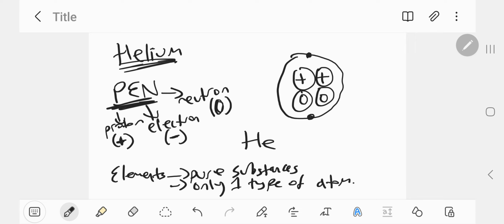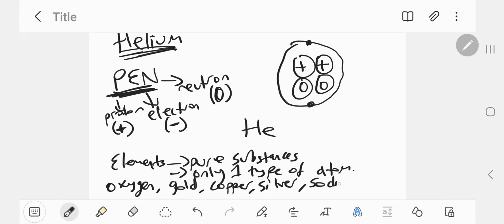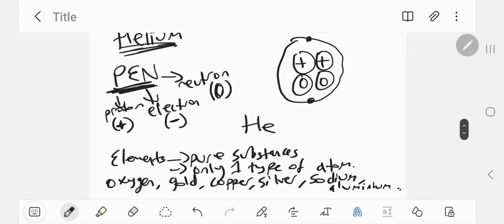Why is this important? For example, if you like jewelry, particularly gold, you better hope that the jewelry you're buying is made of gold atoms, and only gold atoms. Elements include oxygen, helium, as I mentioned, gold, copper, the copper that makes up the circuits in your devices, silver, sodium, aluminium, and so on and so forth. There are about 118 chemical elements, and scientists have been able to chart them into groups based on their similar chemical and physical properties.